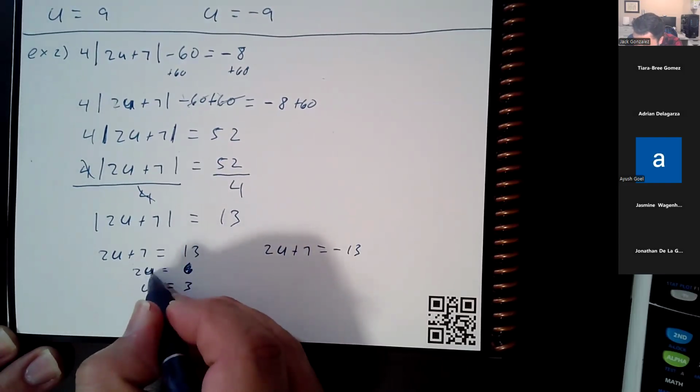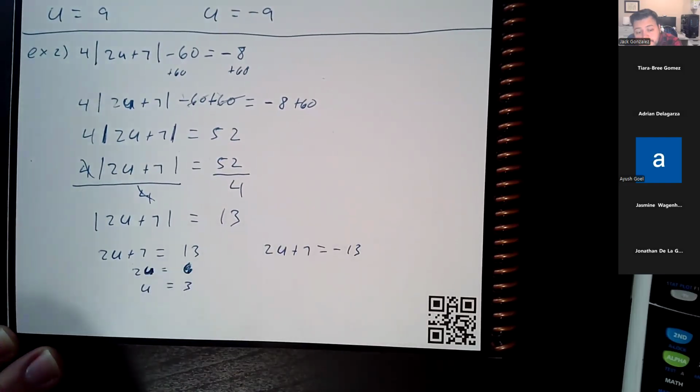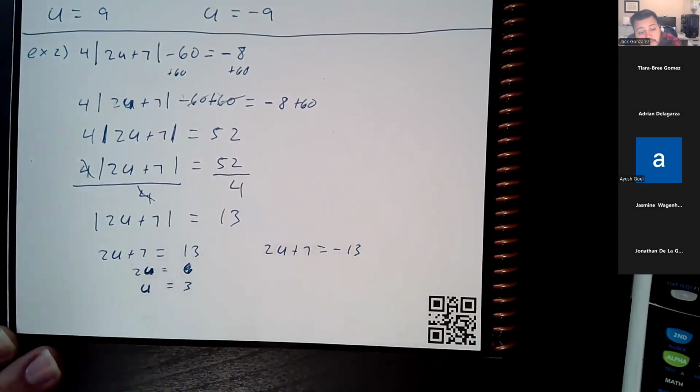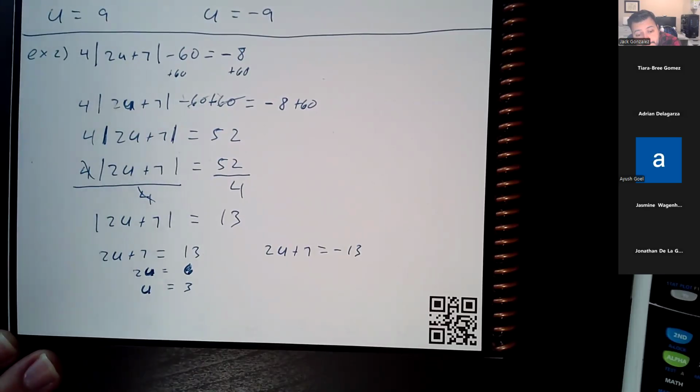Sorry, my u looks ugly. It looks like my 6 and 4 at the same time. I don't know how I did that.